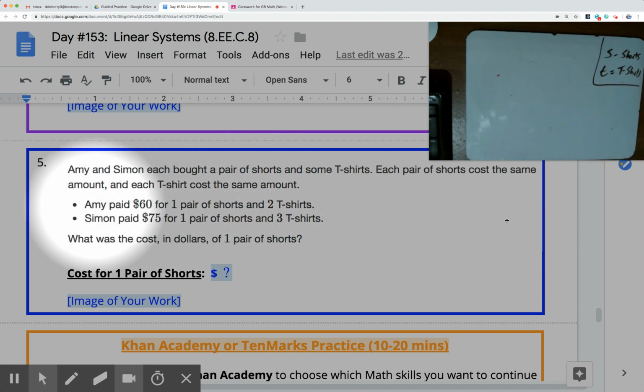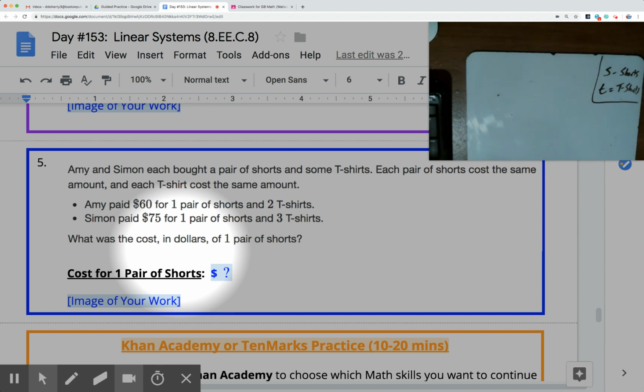We're given 2 facts. First, that Amy paid $60 for 1 pair of shorts and 2 t-shirts, and then also that Simon paid $75 for 1 pair of shorts and 3 t-shirts. They ask us what was the cost in dollars of 1 pair of shorts. So we could write 2 equations if that helps us make sense of this. Some of you may have ways to understand this without writing a linear system and find how much the shorts cost. That's great. We're going to show you how to write 2 equations to represent a linear system here.